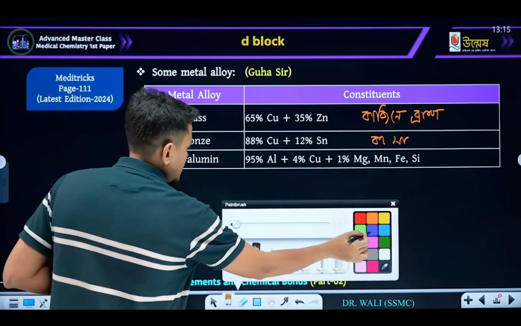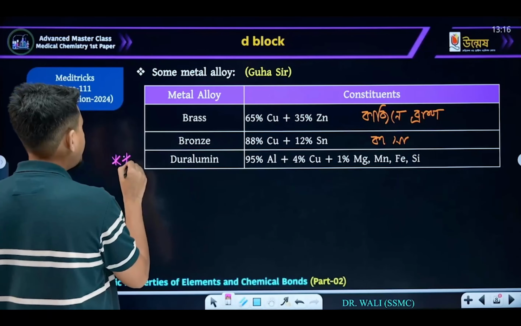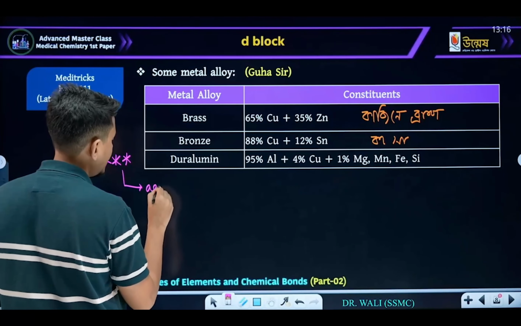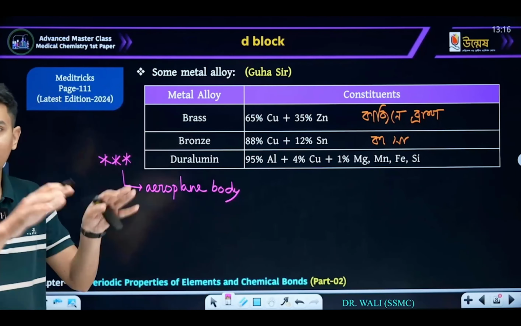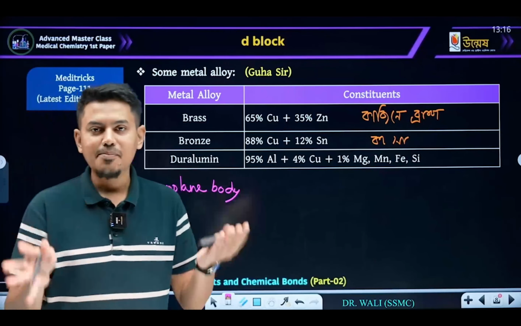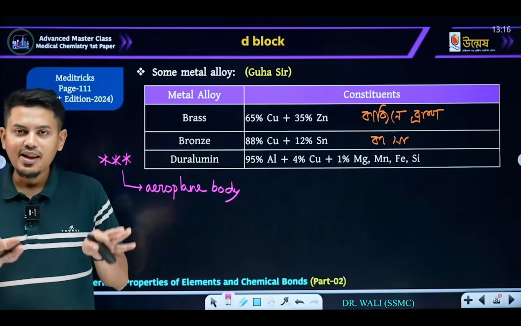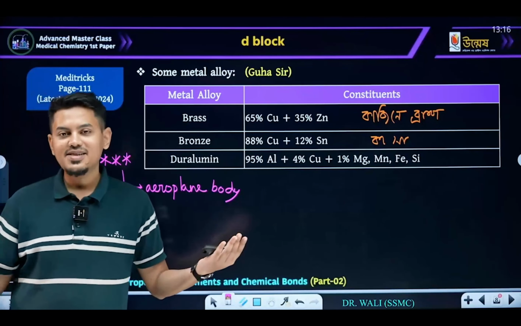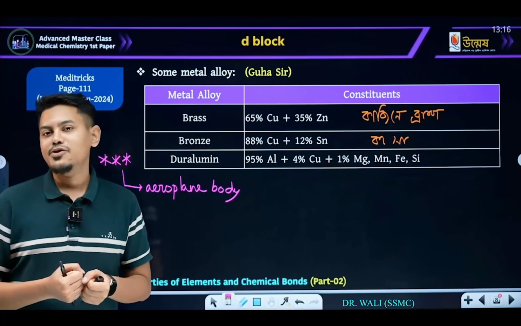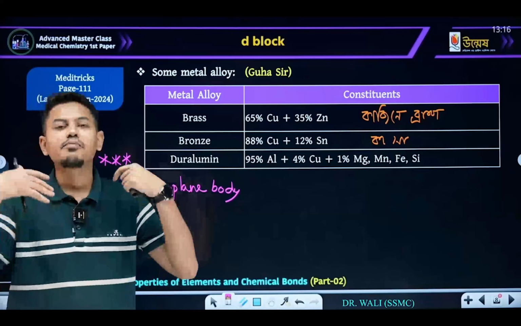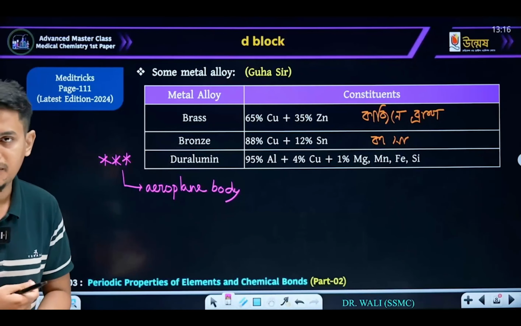Lastly, a very important alloy is duralumin. Why? Because it is used in preparing the aeroplane body. What we see about an airplane is the body. We barely see the engine and all. We only see the body whenever we think about aeroplane, and it should be light, and it should not be so light that it breaks down in the air. So a malleable yet strong alloy is required for building such an aircraft, and that's where duralumin comes into play.